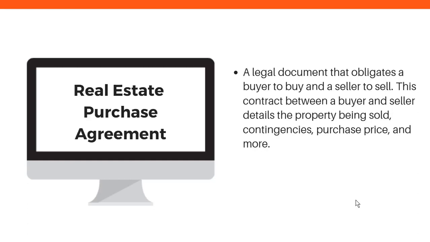Real estate purchase agreement. This is a legal document that obligates a buyer to buy a property, and it obligates a seller to sell the property. So it's basically just a legal contract you sign with a seller if you're the buyer, and it obligates you to buy the property and the seller to give you that property on the said closing date that'll be outlined in the contract.